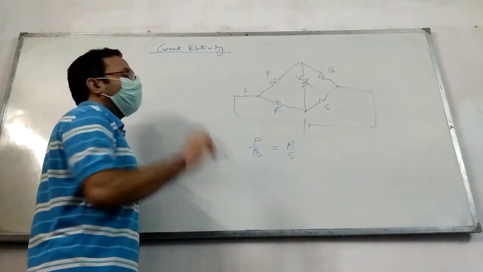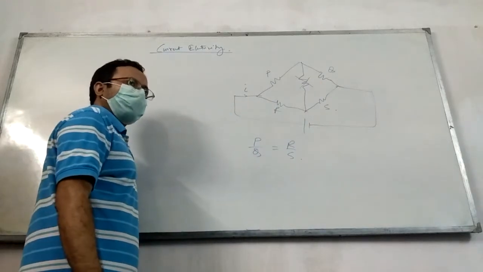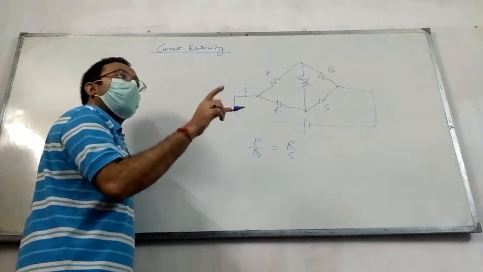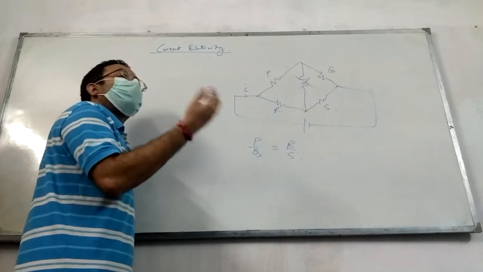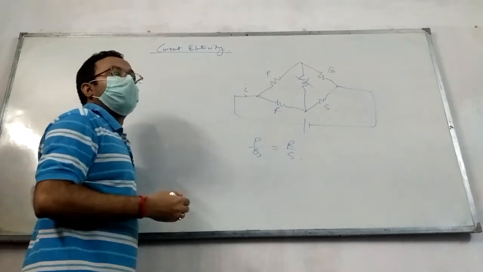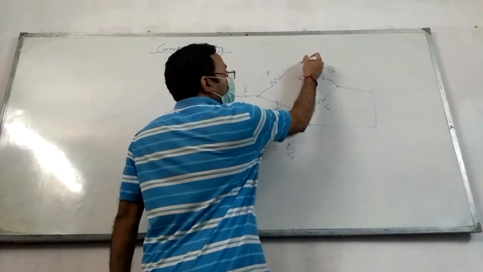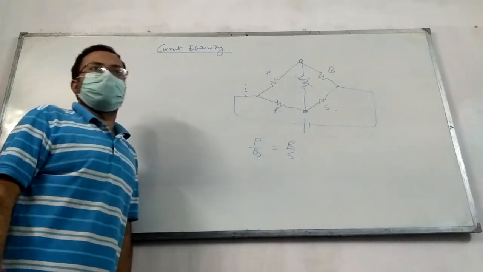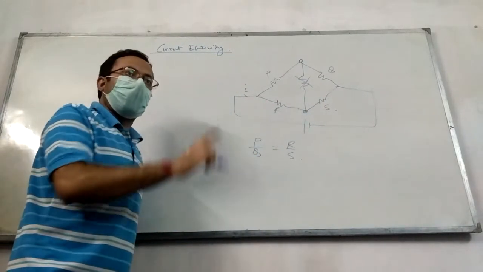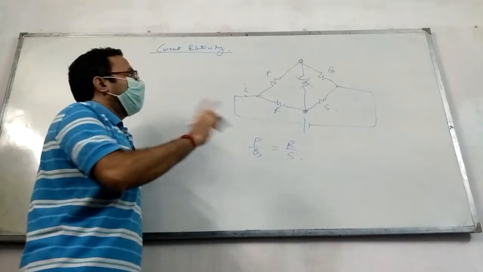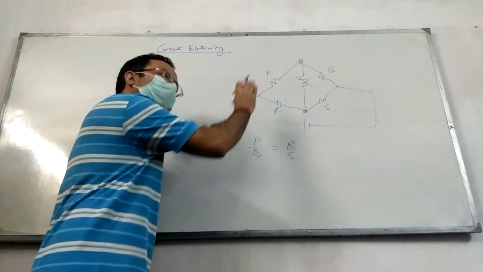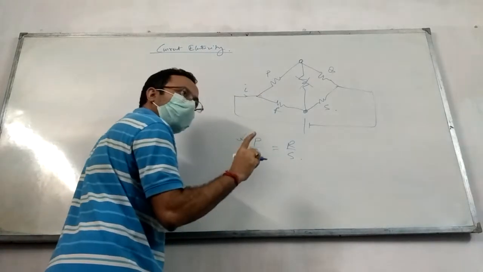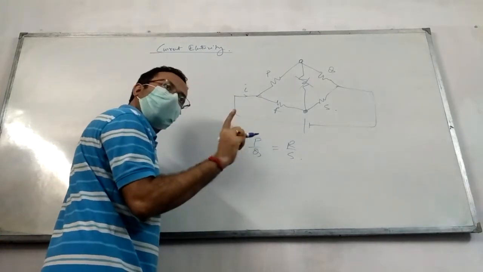Remember why we ignored this resistance? What is the reason? Why doesn't the current pass through it? Because the potential at this point is equal to the potential at this point. Since the potential at those two points is equal, there is no current in this part of the arc. Okay? But for that, this condition must be satisfied, right?